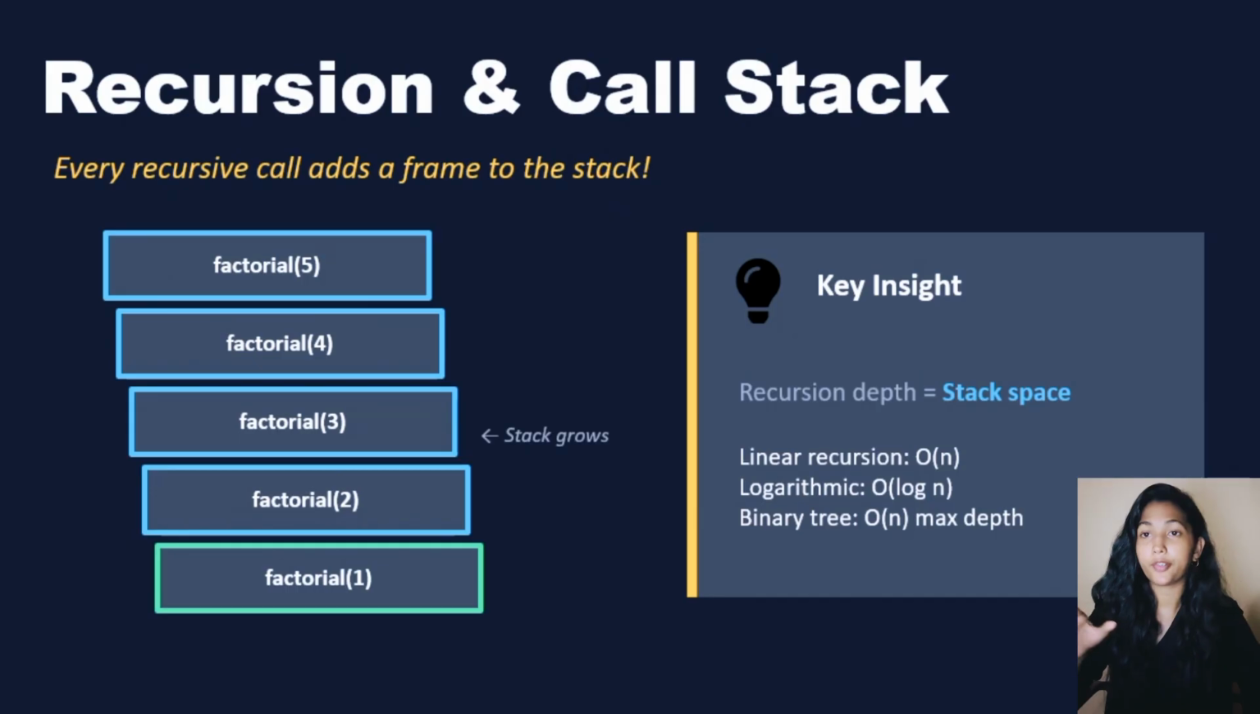Space complexity in recursive algorithms. Recursion is where space complexity becomes really interesting and tricky. So let's look at this: the call stack. Every recursive call adds a frame to the call stack. We call factorial 5, and then the stack grows: factorial 5, factorial 4, factorial 3, factorial 2, and factorial 1. The base case is reached at factorial 1.